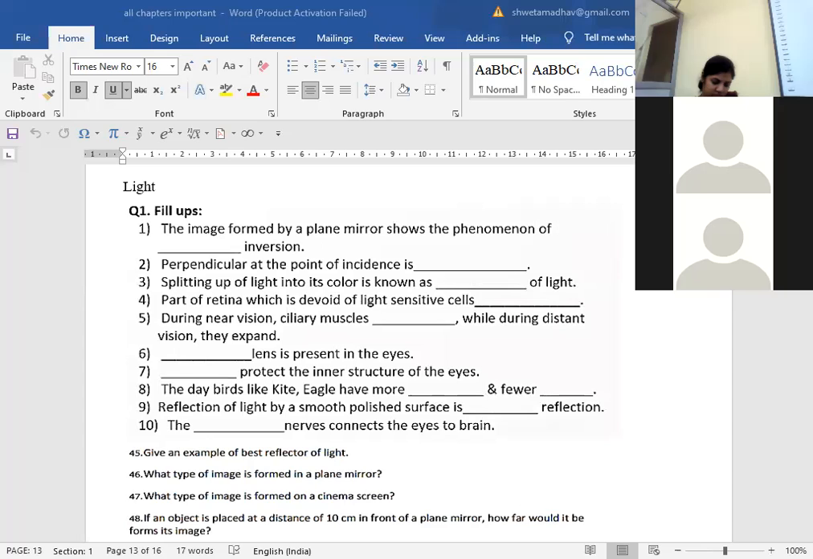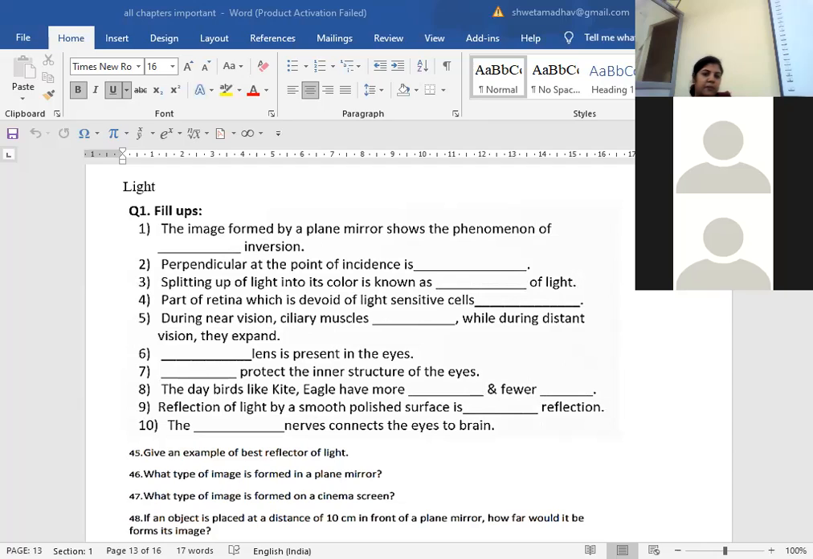Ma'am, rods and cones. Right. Reflection of light by smooth polished surfaces is regular reflection. The optic nerve connects the eyes to the brain.